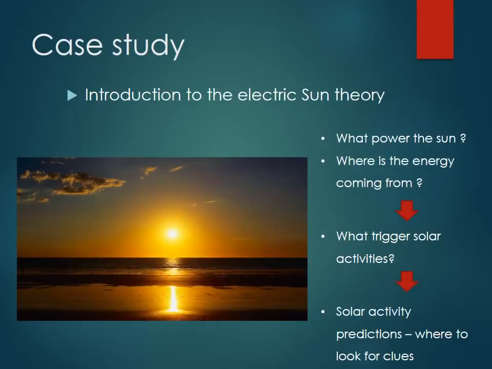So in this case study, we'd like to introduce the electric sun theory. This theory is very useful in making us understand the different perceptions in how we actually study the sun. If you look at the sun from this perspective, just like in this picture, you can see that it's actually a bright object in the sky. A lot of questions will arise about what that thing really is, such as what powers the sun, where its energy comes from, and what triggers all those solar activities. And when we understand this, we can actually make some predictions, and we know when the next eruption will be.